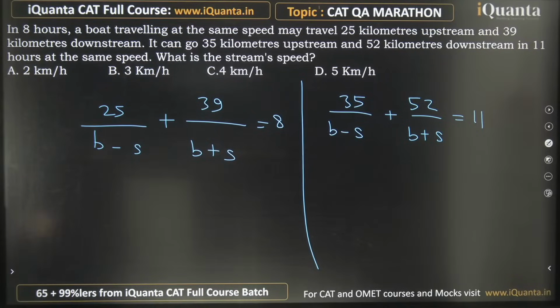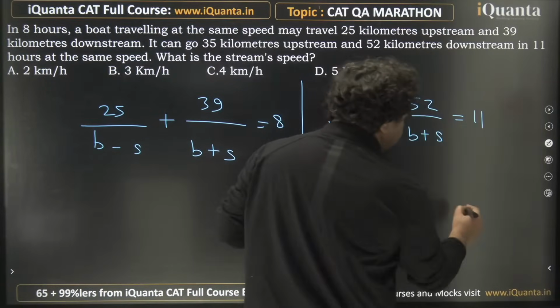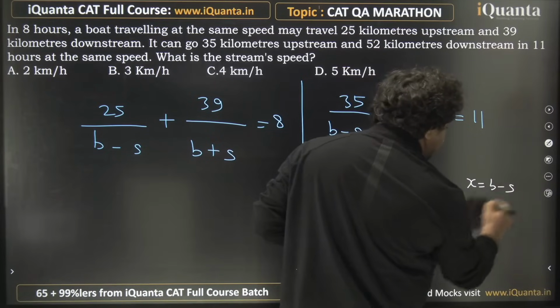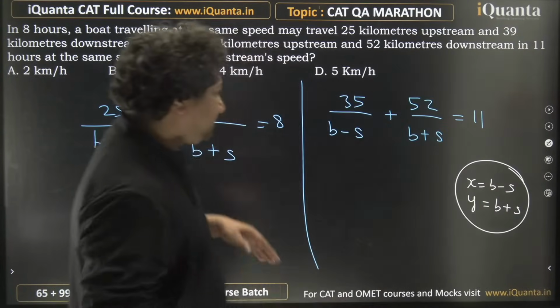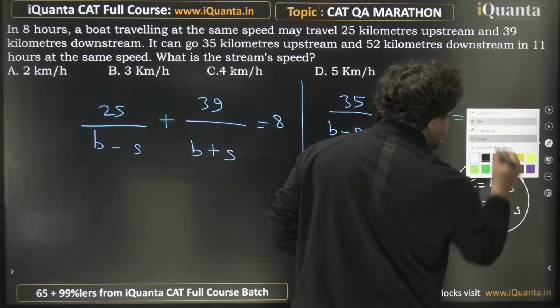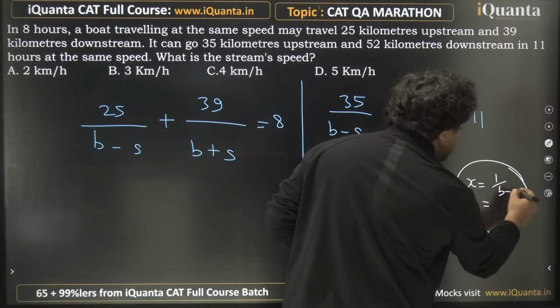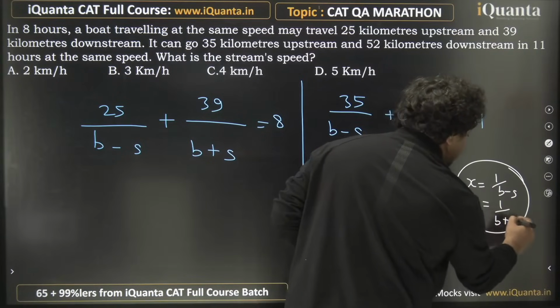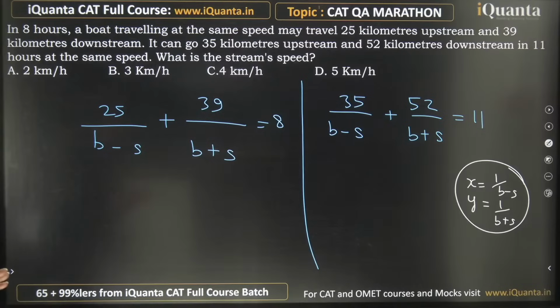So how can we do after this? Those who have already answered the question, how did you guys do it? Did you assume, there's one way that we can assume that let x be equal to 1 upon b minus s and y be equal to 1 upon b plus s. You'll solve for x and y and you'll get the value. This is one of the ways.